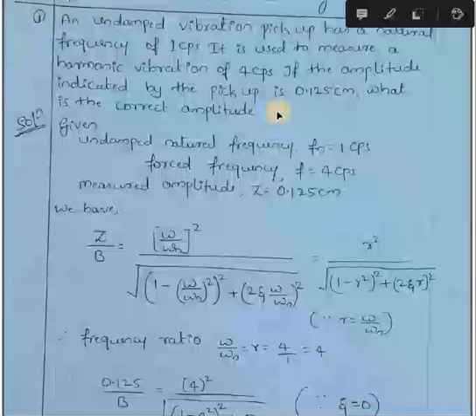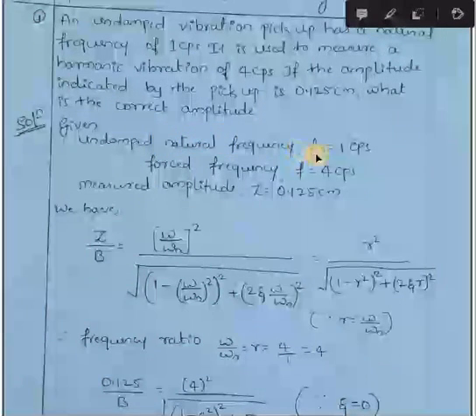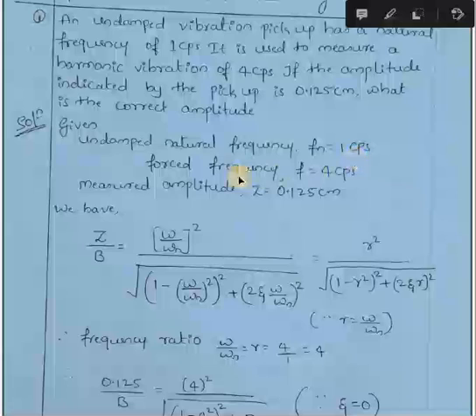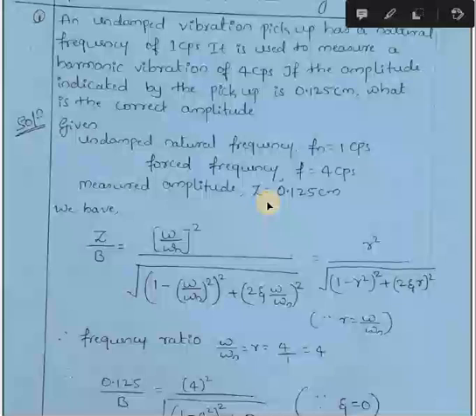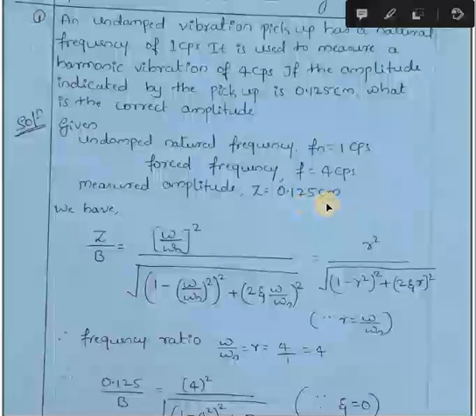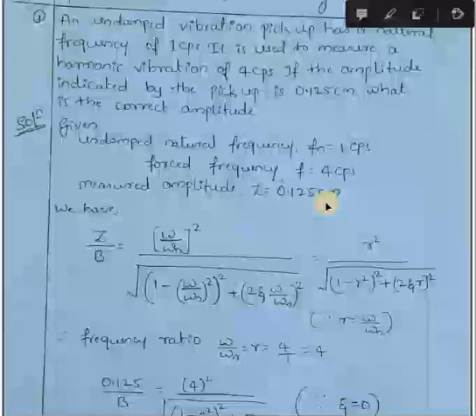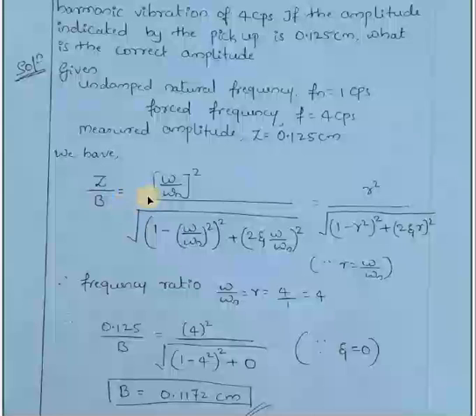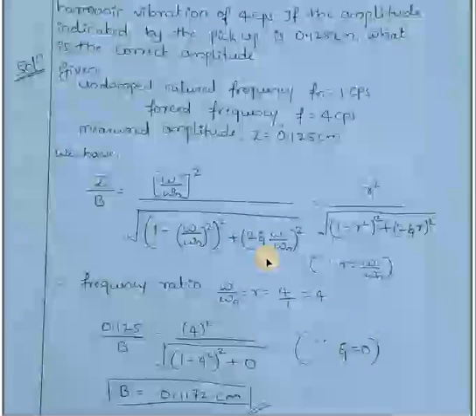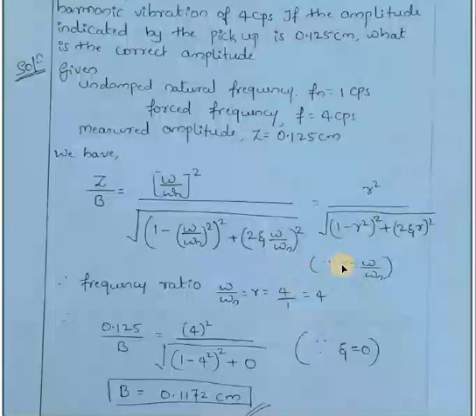So here first we'll list the given data. He has given undamped natural frequency, that is Fn as 1 CPS, forced frequency as 4 CPS, and measured amplitude, that is Z, is 0.125 centimeter. So he has asked us to determine the actual amplitude. Okay. So for that we have the formula Z by B equal to (omega by omega n) whole square divided by root of (1 minus (omega by omega n) square) whole square plus (2 zeta omega by omega n) whole square. So in this, in place of omega by omega n, we can substitute it as R.